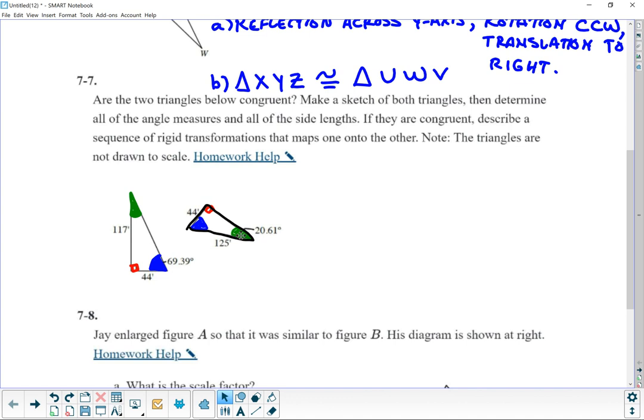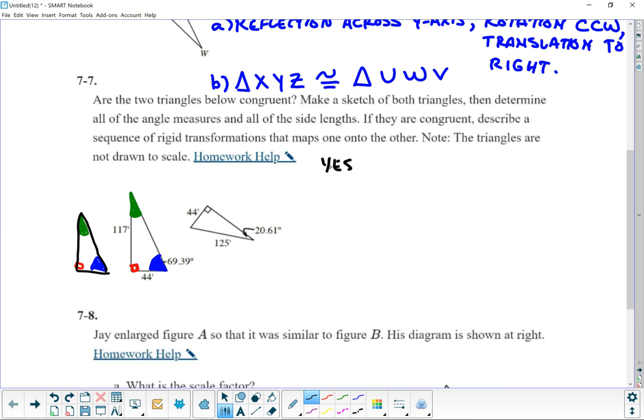Okay, so how do I get this one to match? Well, all I have to do is rotation counterclockwise, about like that, and that about matches. See that? They're not drawn to scale, so they won't be exactly the same, but it's going to match. So all I have to do is just do a counterclockwise rotation. So are the two triangles below congruent? Yes, they are.